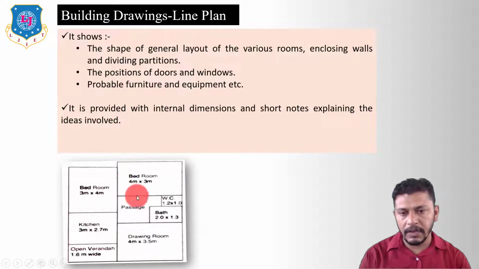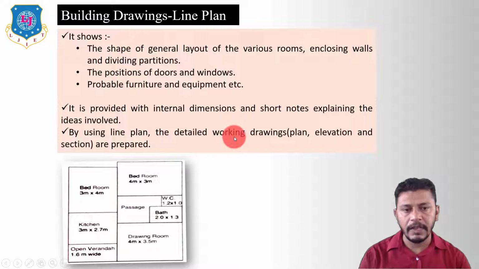So here the dimensions shown with the particular rooms are only the internal dimensions of the rooms. Okay, so here you can see that the bedroom is 4 meter into 3 meter. So this outline will show the internal dimensions of the rooms. Okay, so in the line diagram we are neglecting the dimensions of the wall. By using the line plan, the detailed working drawings, plan, elevation and section are prepared. So before drawing the actual plan or final plan of a simple residential building, that is the plan, elevation and the section, we have to prepare a line plan.